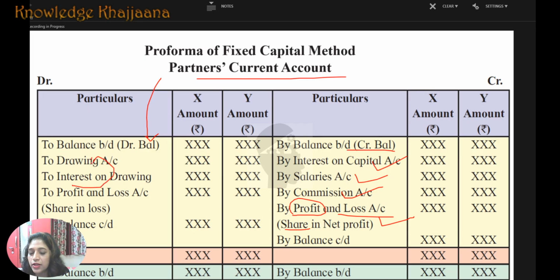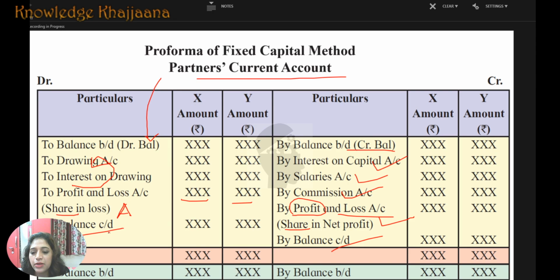Then the profit and loss account. If there is a loss in the business, then the loss must be adjusted between the partners as per the ratio agreed in the agreement or partnership deed. In that ratio they have to distribute the profit, and similarly they have to distribute the loss. But at this time, either profit would be there or loss would be there, so this could be the balancing figure or this could be the balancing figure.